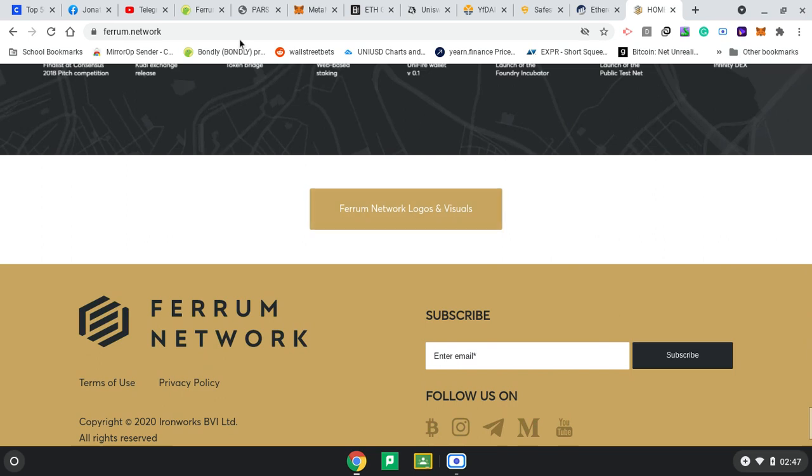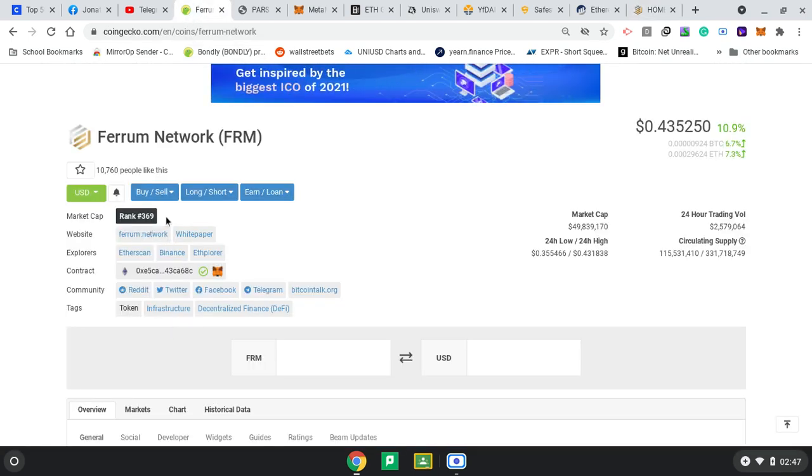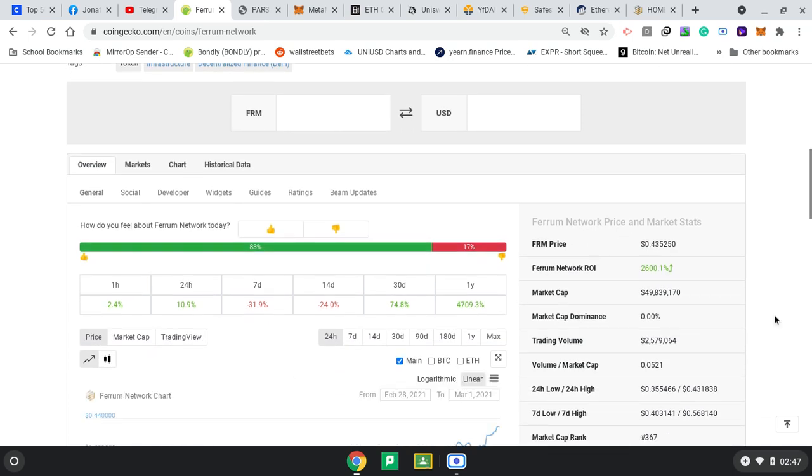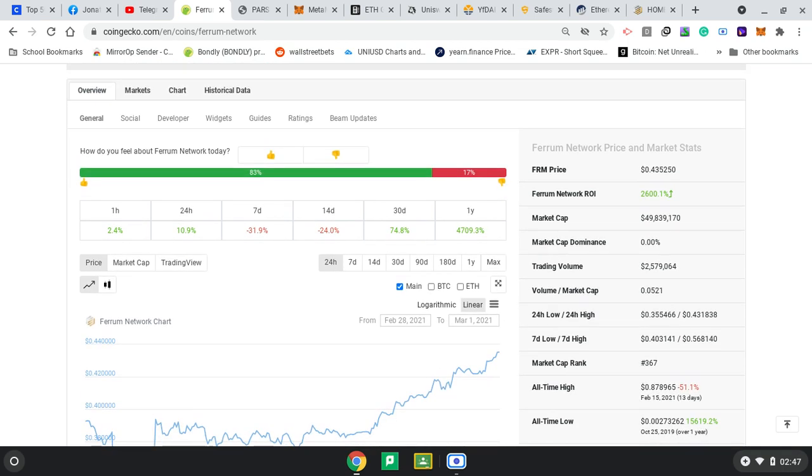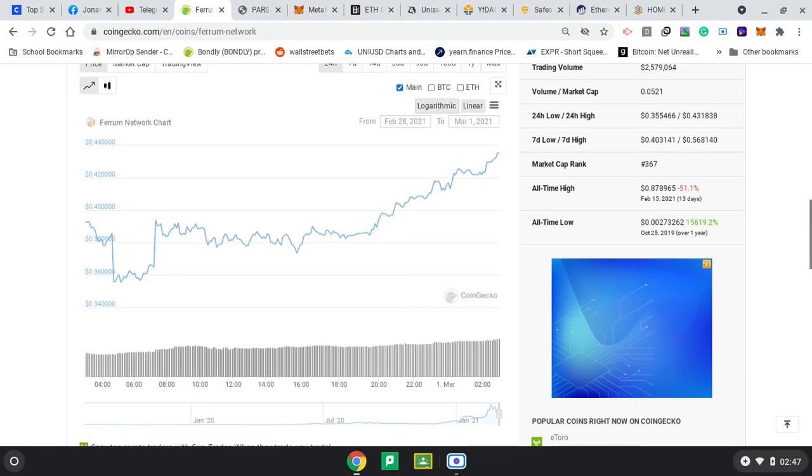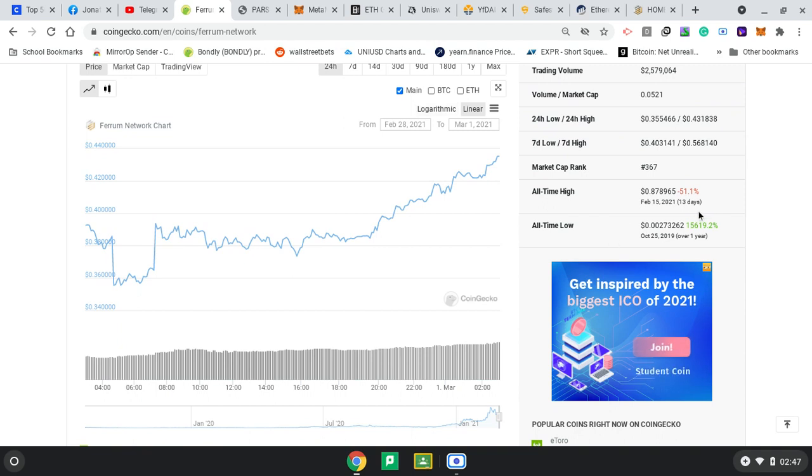I think they're ranking, where are they? Ranking 369. Market cap is only 49 million. So again, it's a fairly new project, so anything's possible in these times. But in 1 year, they've already done a 47x. If you had £1, you made £47. If you had £100, you would have made 4,700, isn't it? Let's say if you had £100 times 47, yeah. And they are 51% down from the all-time high.